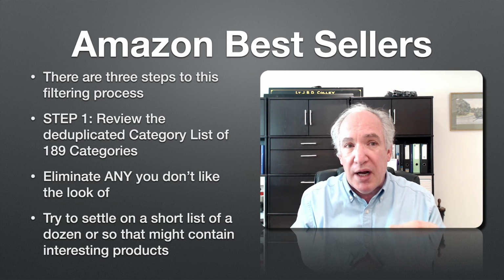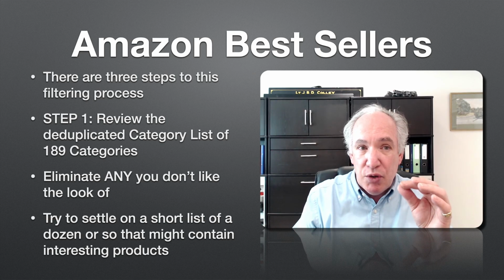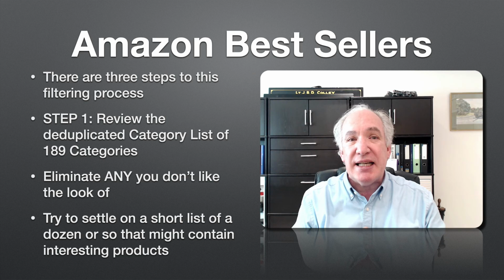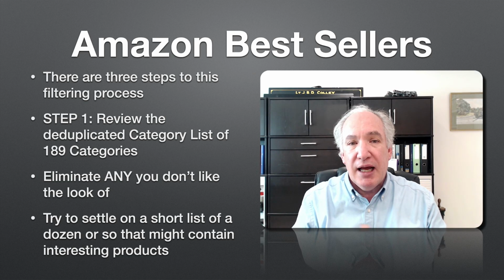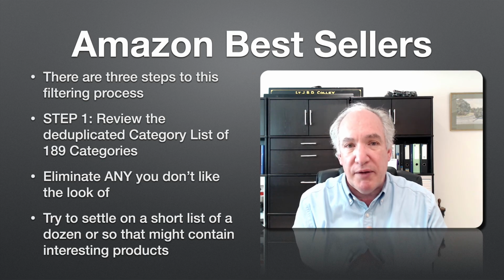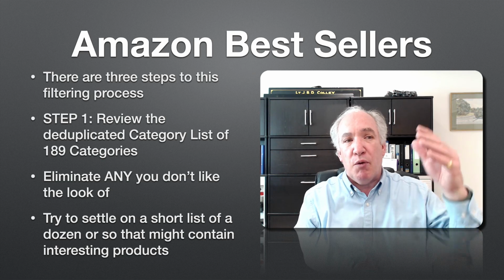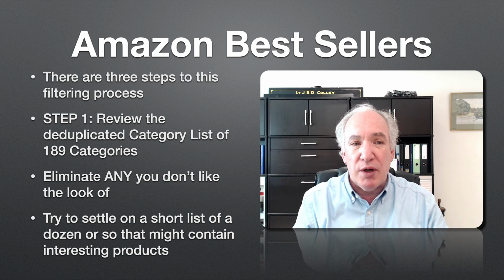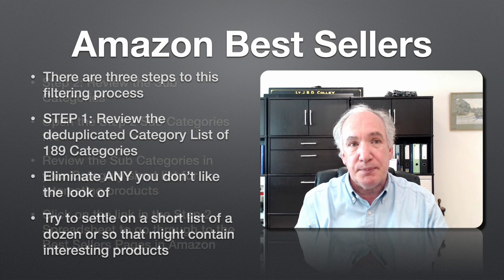So step 1, I've created a spreadsheet, which is attached to this lecture, called Step 1 Spreadsheet. And you can review the deduplicated category list, which has 189 categories in it. That is a much more manageable number. Simply go through them and tag them or put a 1 or a 0 in a separate column, whatever you want to do, to eliminate any you don't like the look of, and try, after going through all 189, to settle on a short list of maybe a dozen or so that might contain interesting products for you to sell.